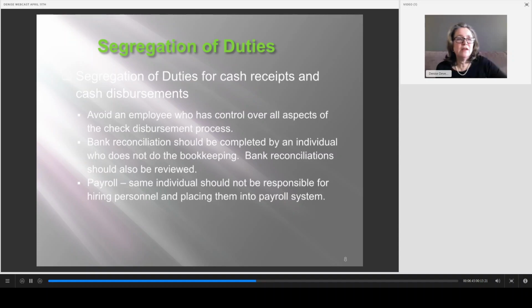To reiterate, a few further basics about segregation of duties over cash receipts and disbursements. Do not have one employee do everything with the cash disbursement process. In a small organization, have someone outside accounting open up the bank statements and complete the reconciliation. You can have your executive director or perhaps a board member do that, or at least review it afterwards. Keep close tabs on the payroll data. The same person who hires new employees should not be the one performing the payroll function.